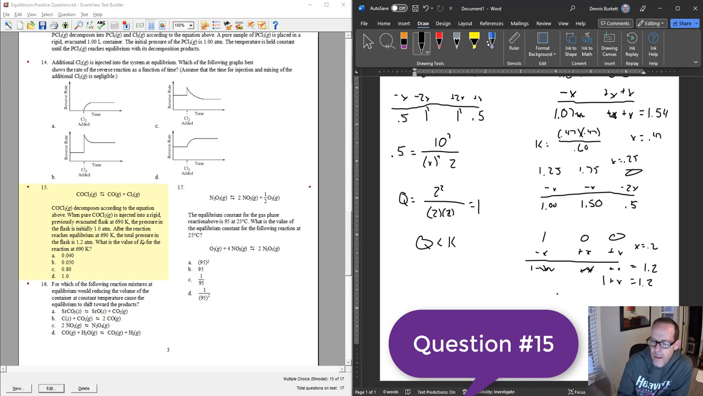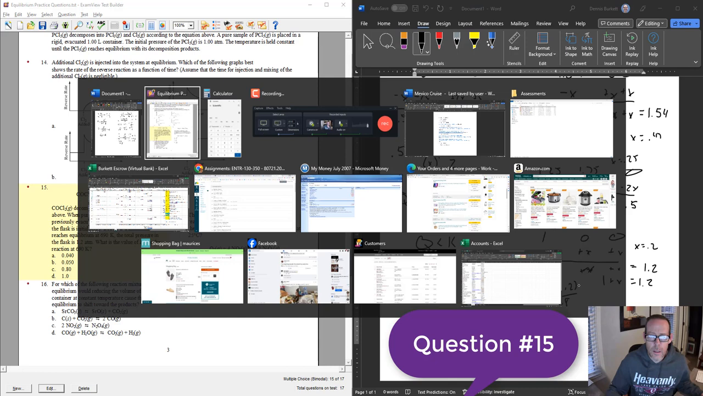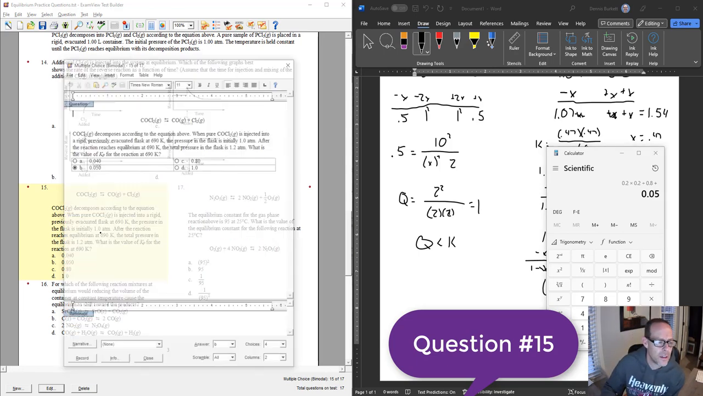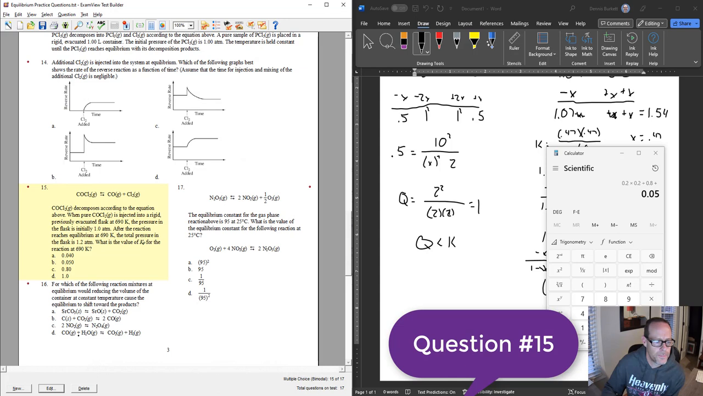So then, what are we solving for, Kp? I'm going to have 0.2 times 0.2, my two products, all over 0.8. So 0.2 times 0.2 divided by 0.8 is 0.05, and I believe that's letter C, or letter B.